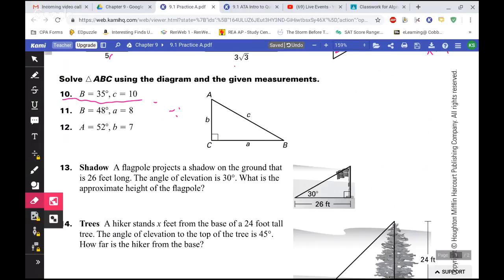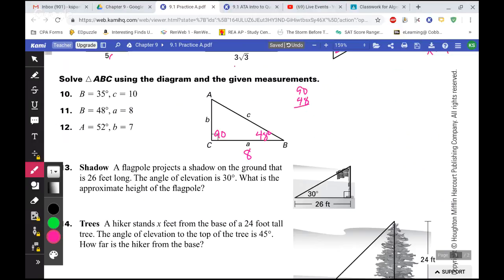Number 11, we're given B again, but this time it's a 48-degree angle. We're also given the measurement of A, which is 8. So in order to find the angle measurement of A, we'll take angle C, which is 90, and add 48 to it, which gives us 138, and subtract that from 180. That tells us that A is 42 degrees.